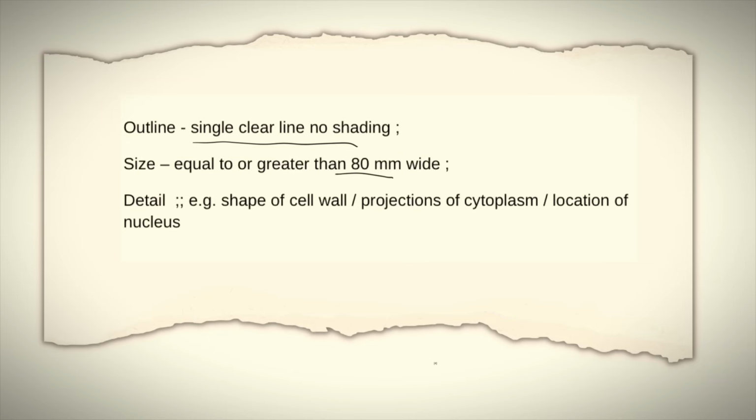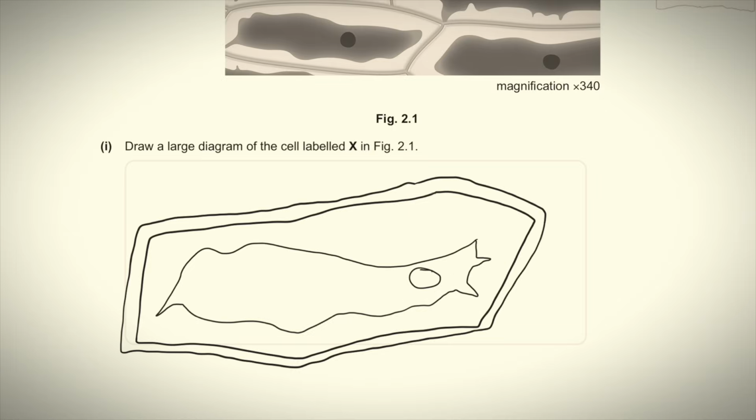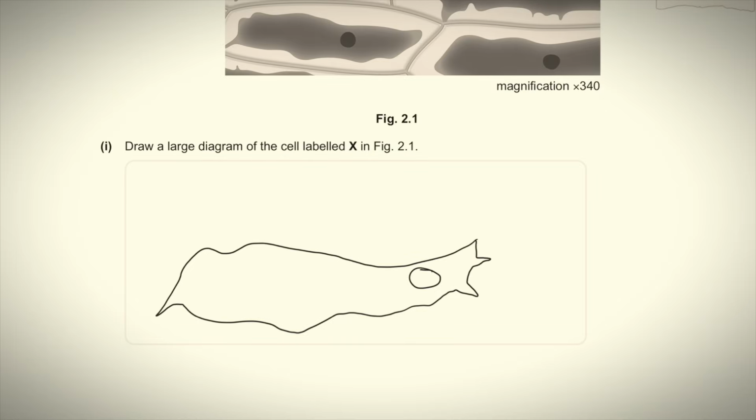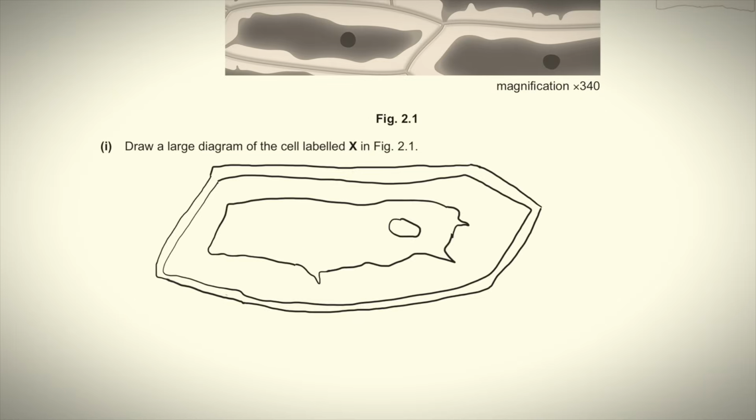So if you expand it, you don't need to measure, don't waste time measuring. Make it as big as the space you have on your exam paper. They gave you a mark for the detail, those extensions. Do you remember those extensions I showed on the cytoplasm like this? And the position of the nucleus, okay? So that should be good enough.